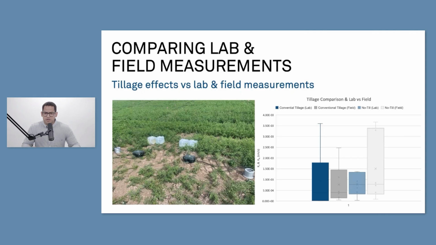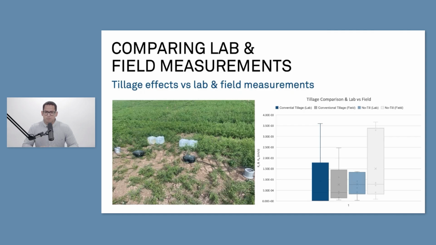And then on the right, you can see a chart showing the KSAT and the field saturated hydraulic conductivity comparisons across the land uses and between the lab versus the field measurements. And so the two bars on the left, the dark blue and the dark gray, show the measurements for our conventional tillage field. The dark blue is our lab, and the dark gray is our field measurements. And so when you compare the two, what's really cool about this is we do see a difference in the spread.